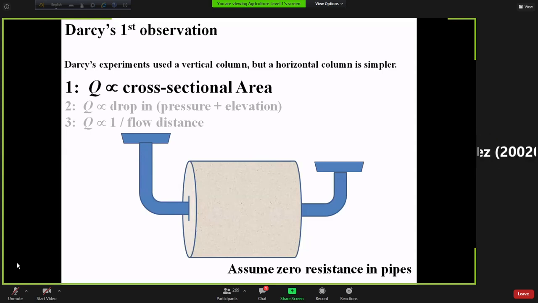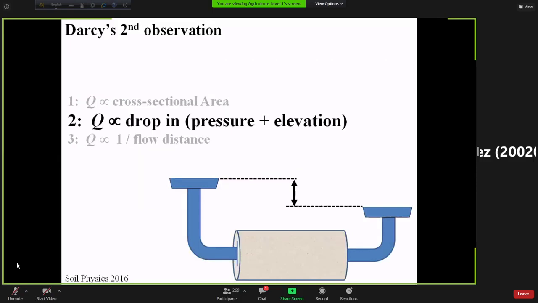Next observation. বুঝতে পারছি স্যার। Okay, next observation, the discharge is proportional to the drop in. তাহলে এখানে inlet point কোনটা হবে? Have a look at the inlet point. If you have a water container, this is a water tank. And where is the inlet point? This is the inlet point. Clear?